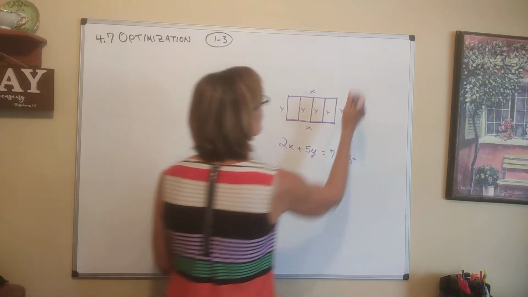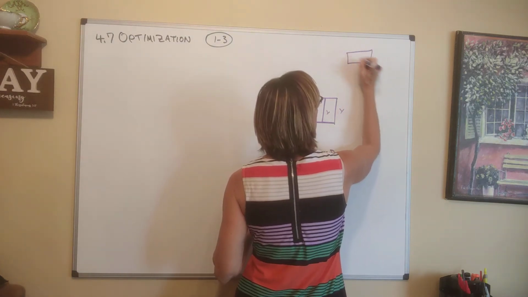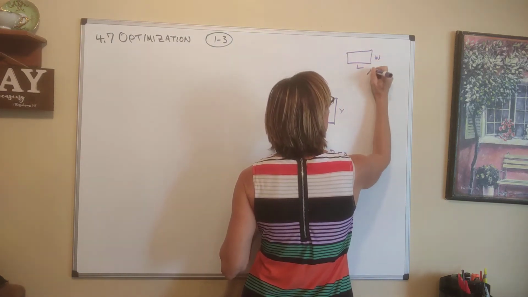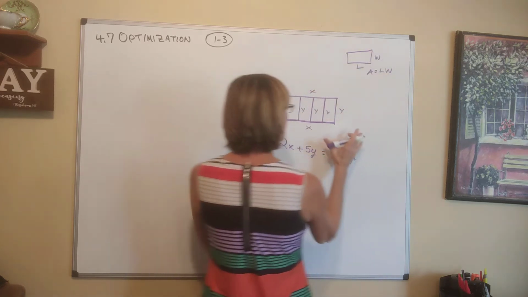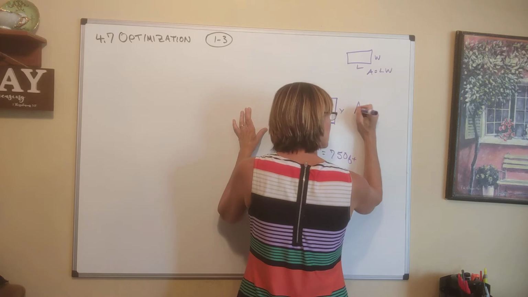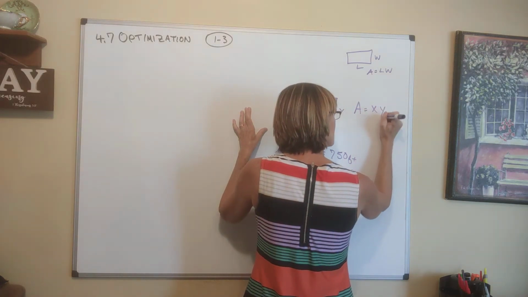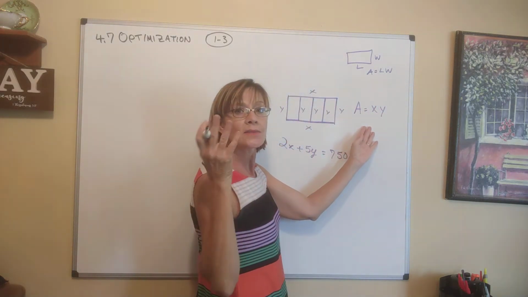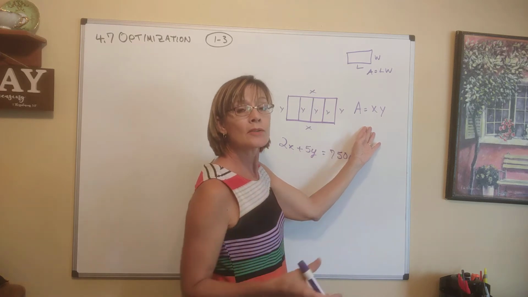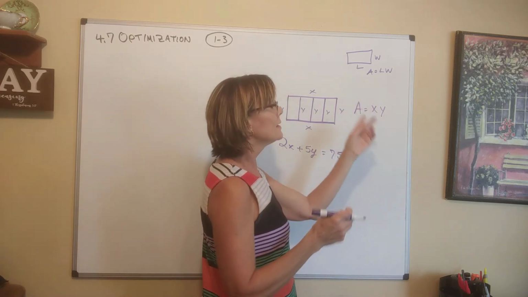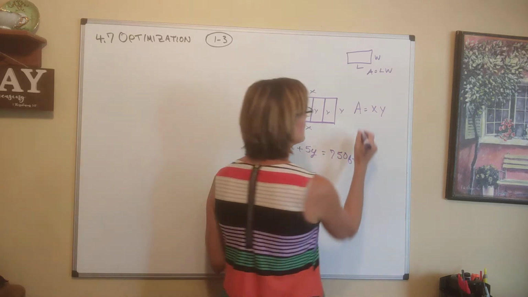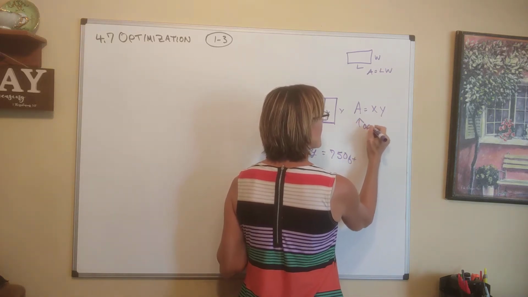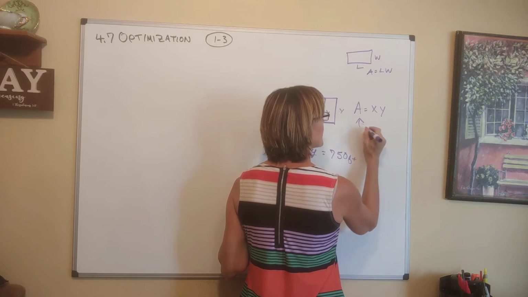Well, the area of a rectangle is length times width, right? In general. So for our picture, the area is still length times width, X times Y. We want this to be as big as it possibly can. We want to maximize this. This is the optimization equation. This is the constraint. So we want to optimize this. We want to maximize this, in fact.